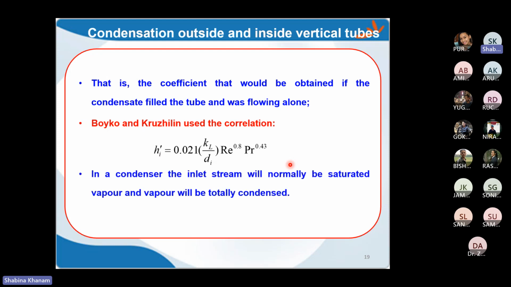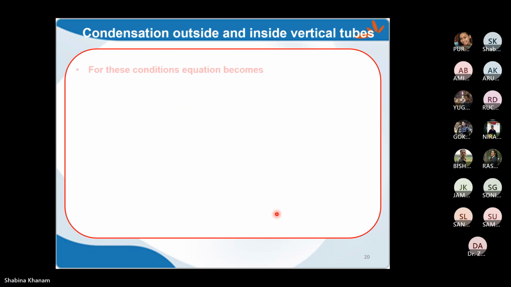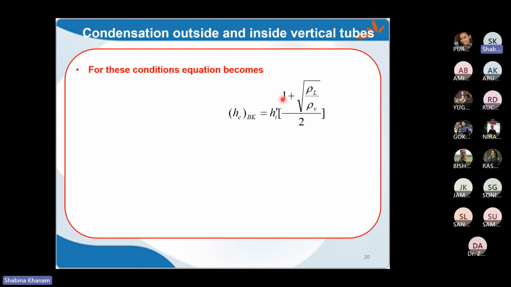In a condenser the inlet stream will normally be saturated vapor and the vapor will be totally condensed. If this is the case, as we have discussed before, J1 you can calculate as 1. The expression of J1 we have already seen. In that case X would be 1, and this is J2 where X would be 0. In that way you can calculate.